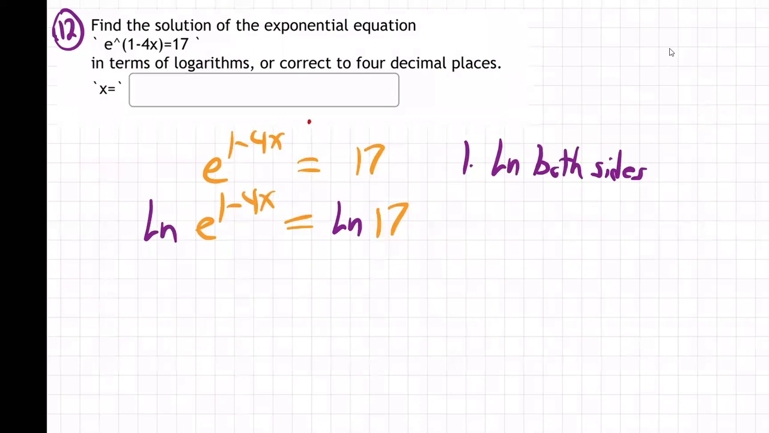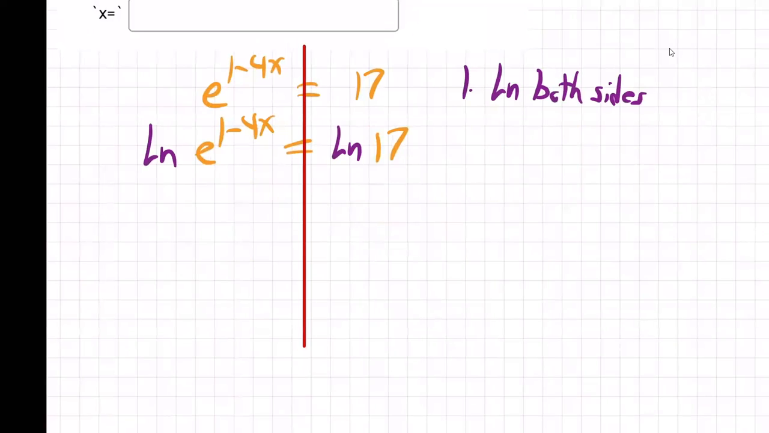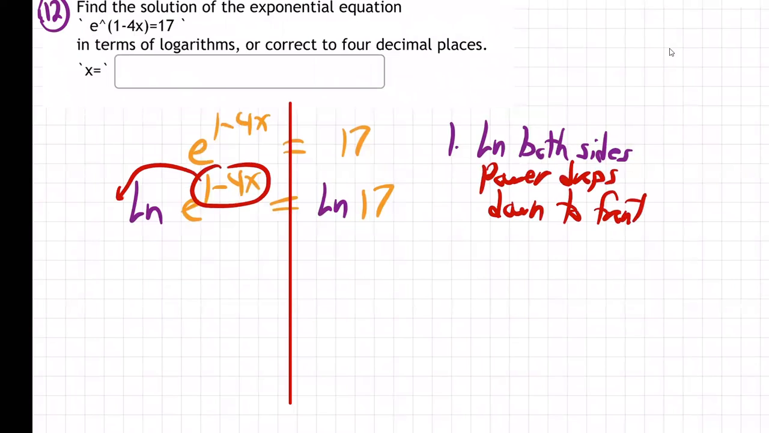Let me put in the wall of separation. Make that clear? Okay. And so then what happens? The power drops down to the front. So this power right here will drop down to the front. So it'll become 1 minus 4x, and you have to put parentheses around that, ln of e equals ln of 17.